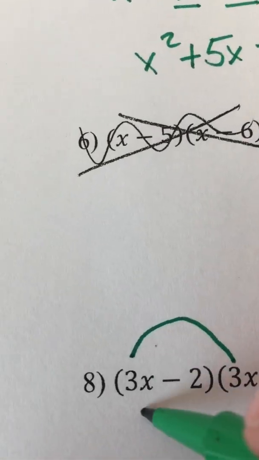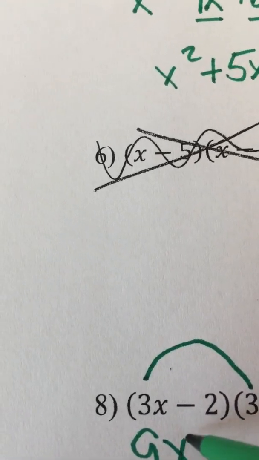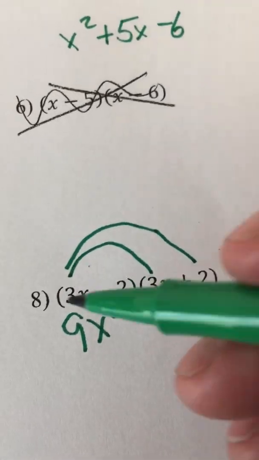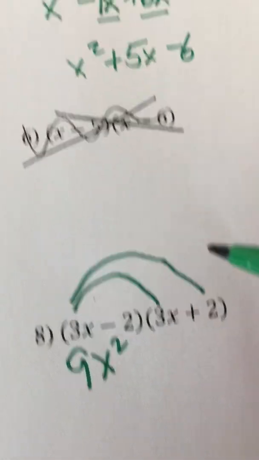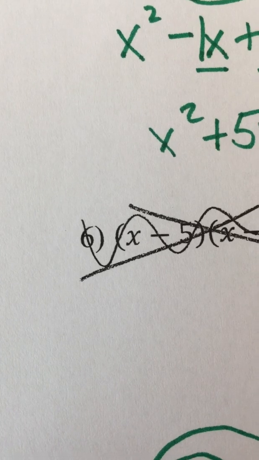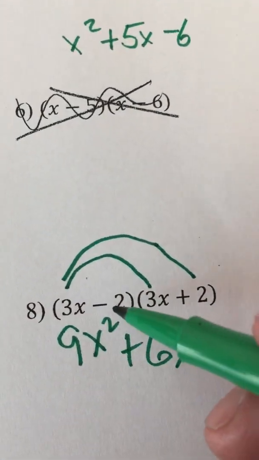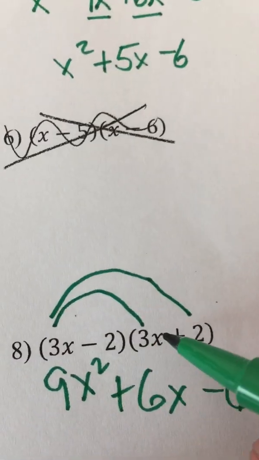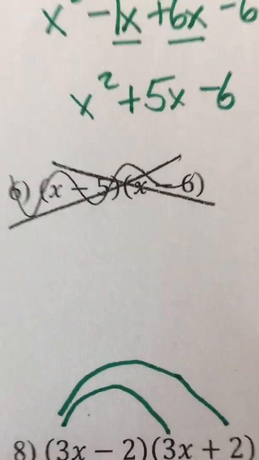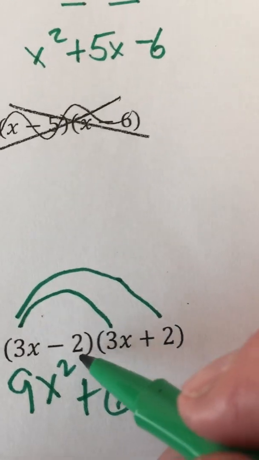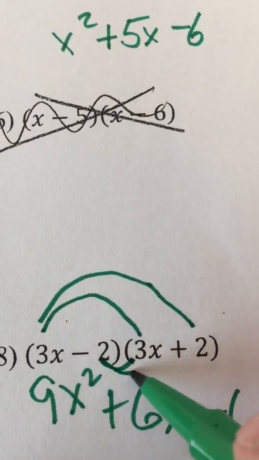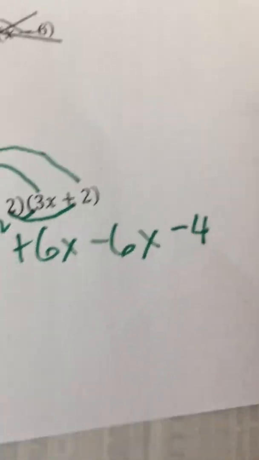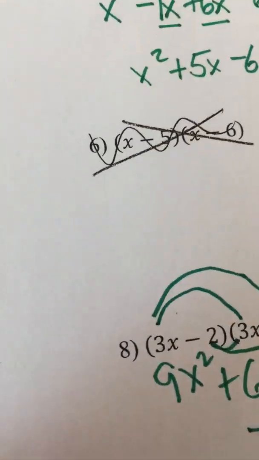3x times 3x is 9x squared. 3x times 2 is 6x, because I have a single x. So there's my plus 6x. Now, negative 2 times 3 is a negative 6. And since I have an x in the problem, I need an x in the answer. So there's my negative 6x. Oops, I should do the line, so I just did that one. And now negative 2 times 2 is a negative 4, and there are no x's with those, so that stays negative 4.